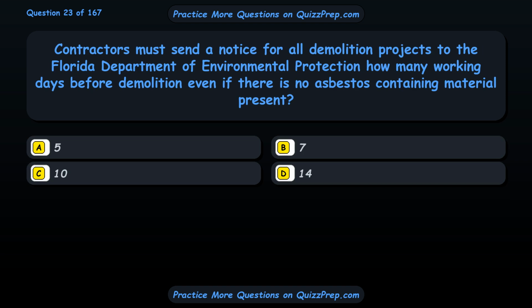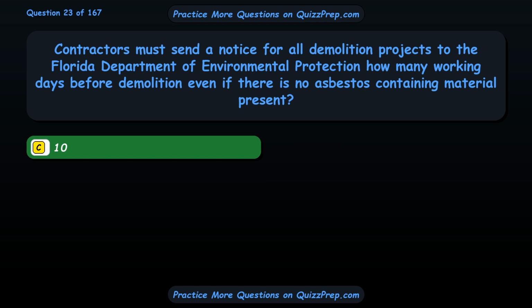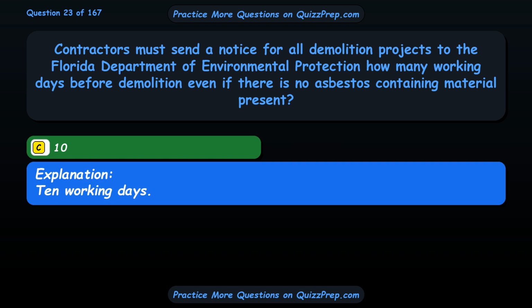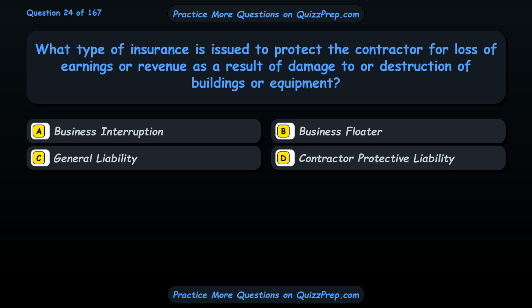Question 23. Contractors must send a notice for all demolition projects to the Florida Department of Environmental Protection how many working days before demolition, even if there is no asbestos-containing material present? Option A, 5. Option B, 7. Option C, 10. Option D, 14. The correct answer is option C, 10. 10 working days. Question 24.